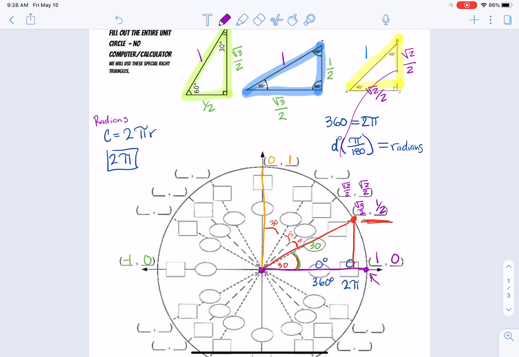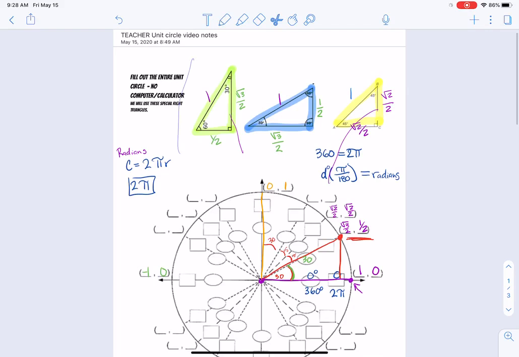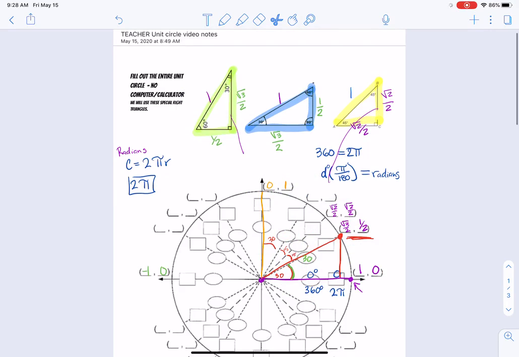So see how this is building? And then last but not least, this guy is going to be right there. Ignore that I stole half of the other 30, 60, 90. This is just a flipped 30, 60, 90 triangle. And now I'm only going over 1/2, and I'm going up square root 3/2.